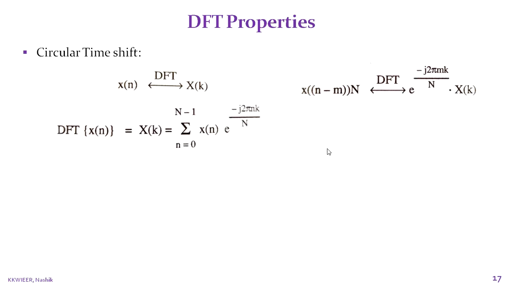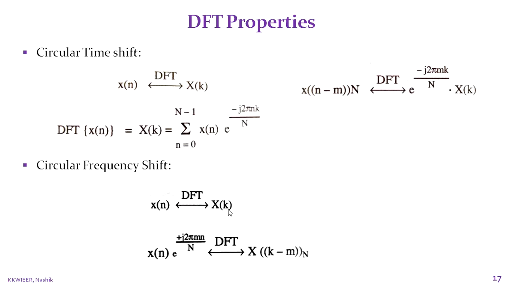Similarly, circular frequency shift. If the DFT of x of n is x of k, then x of n into e to the power j 2 pi mn by n has DFT x of k minus m. Now this has a positive m sign, so that will come as a negative if you calculate the DFT of that.